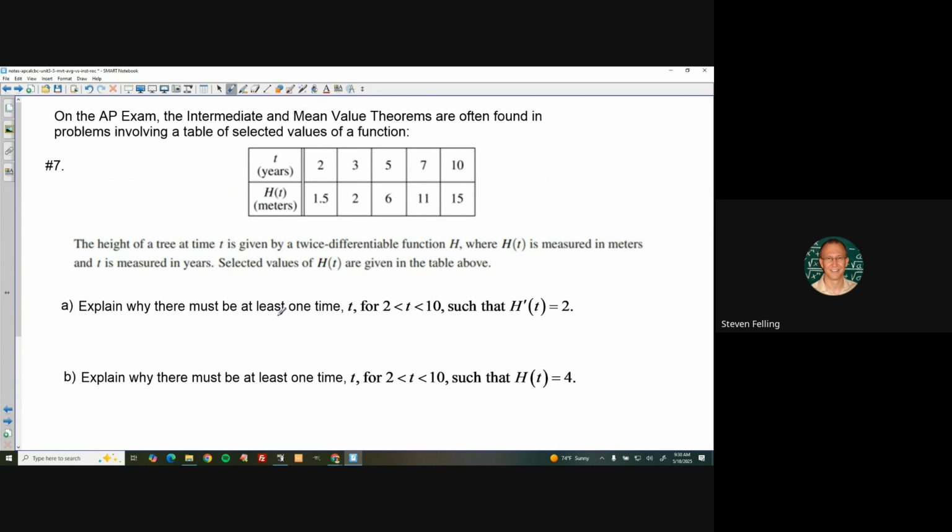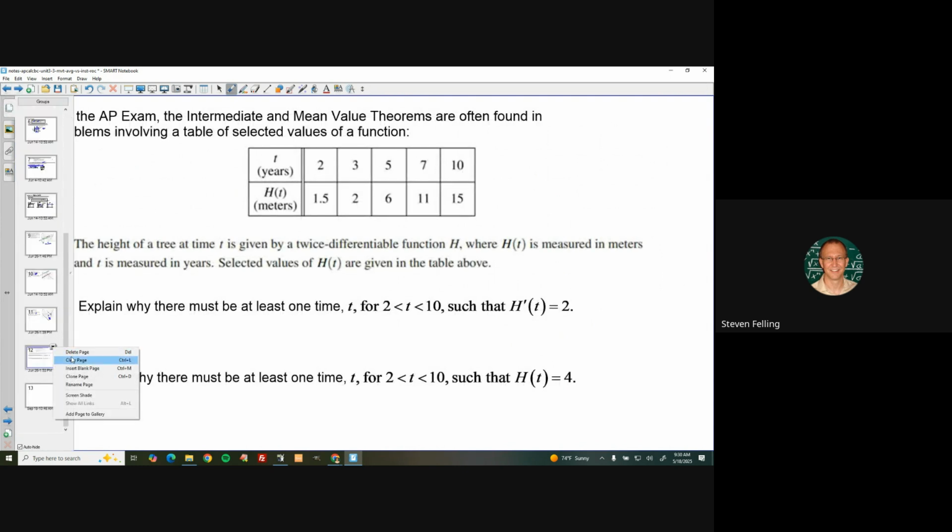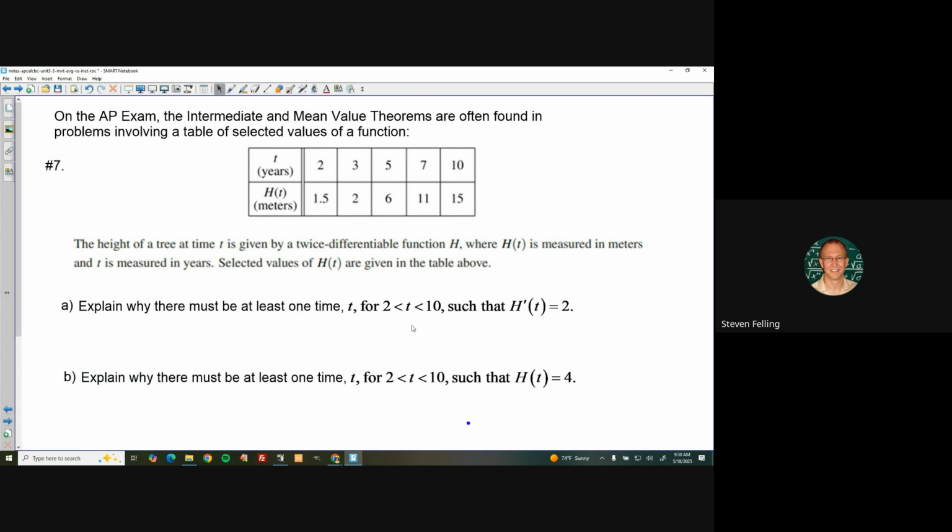Part a: explain why there must be at least one time t such that the derivative is equal to 0. And then part b says that h of t is equal to 0. Okay, I'm going to copy this twice. We're going to invoke a different theorem for each one. So for part A, this is about the derivative of h, and so this is going to be the mean value theorem. As soon as I see that it's about the derivative, I think in my mind we should think mean value theorem.